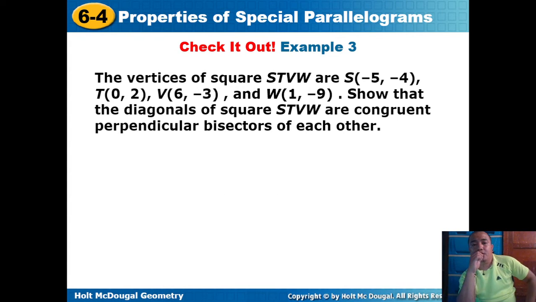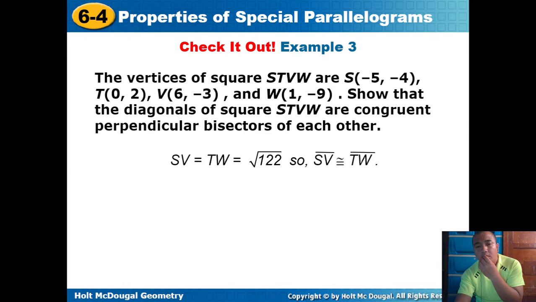Check it out. The vertices of a square STVW are S(-5, 4), T(0, 2), V(6, -3), W(1, -9). Show that the diagonals of square STVW are congruent perpendicular bisectors of each other. So just like what we did in the previous slides.